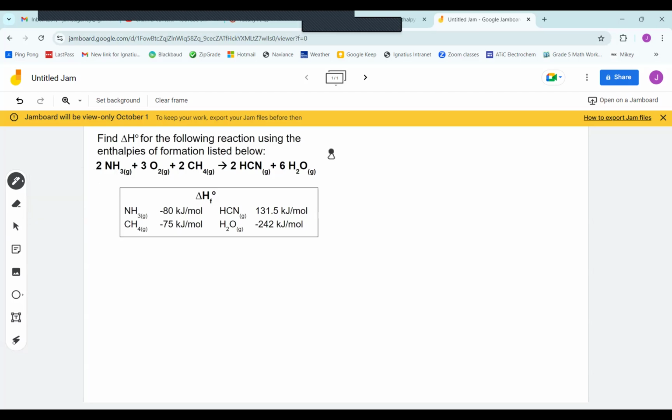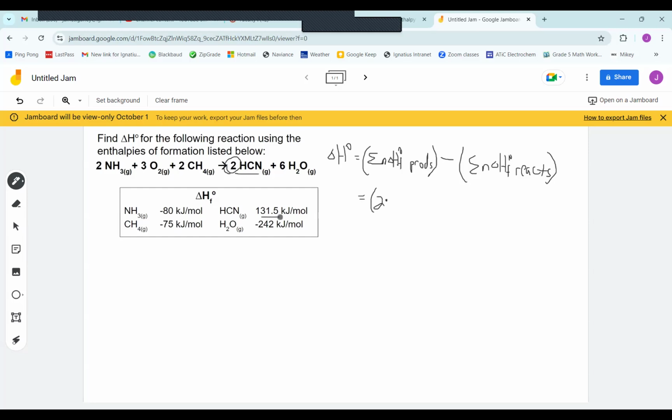First, let's write the scary formula. The standard enthalpy change for this reaction can be found by adding together the number of moles times the enthalpy of formation of all the products. And we'll subtract the sum of the enthalpies of formation times the number of moles for all of the reactants. So our products are HCN, and there's 2 of them. Note the coefficient 2.